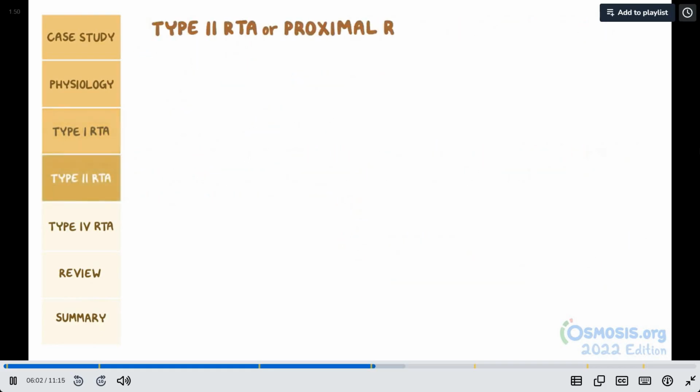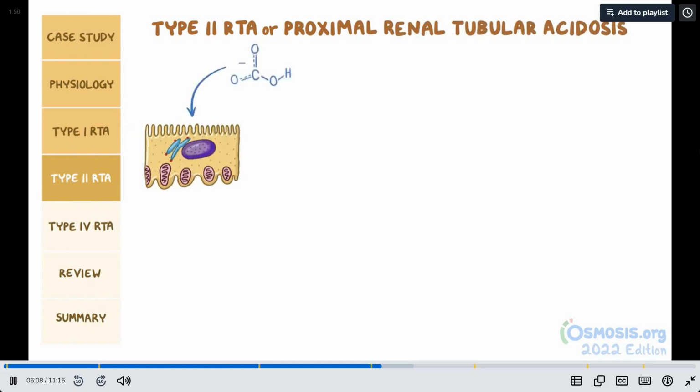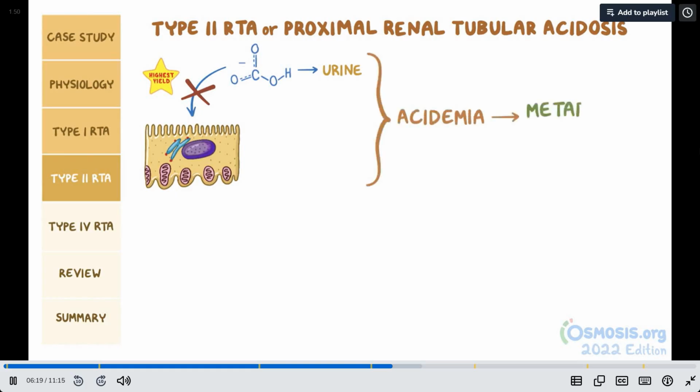In type 2 RTA, or proximal renal tubular acidosis, the main issue is that brush border cells of the proximal tubule are unable to reabsorb bicarbonate. As a result, bicarbonate gets lost in the urine, and it means that there's nothing to counterbalance the hydrogen ions in the blood, resulting in acidemia and eventually metabolic acidosis.